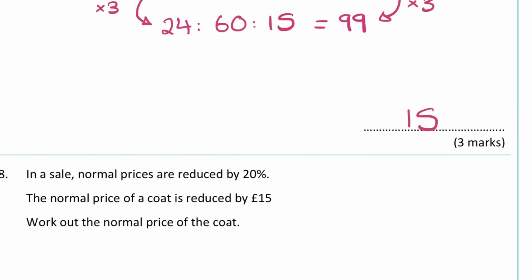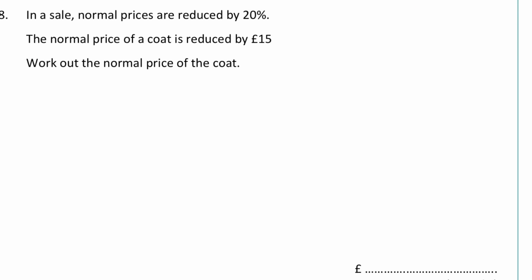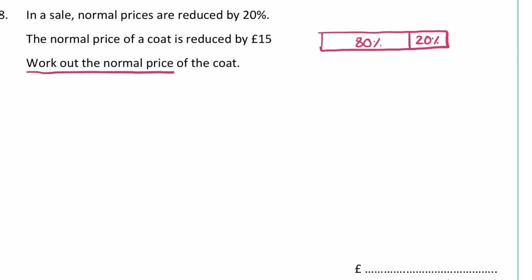On to question 28. We have, in a sale, normal prices are reduced by 20%. The normal price of a coat is reduced by £15. Work out the normal price of the coat. You've got 2 scenarios in these questions. Either when 20% has been knocked off the price, that leaves us with 80% of the value left. Now you could be given either the 80% or the 20% when we have a reverse percentage, where it's asking us to work out the normal price before the sale happened. So going back into the past.